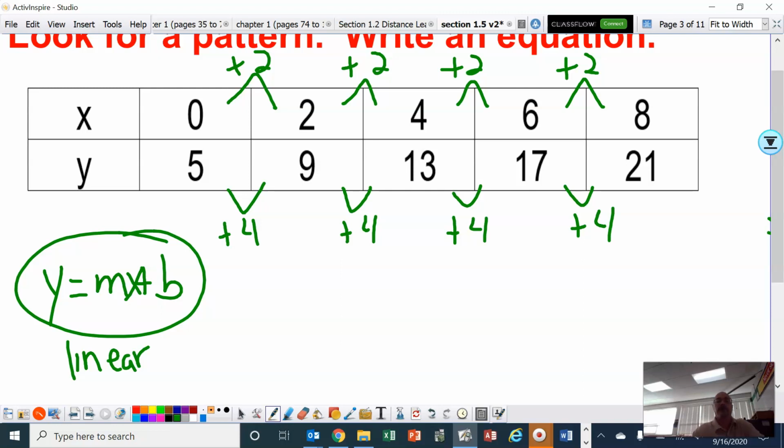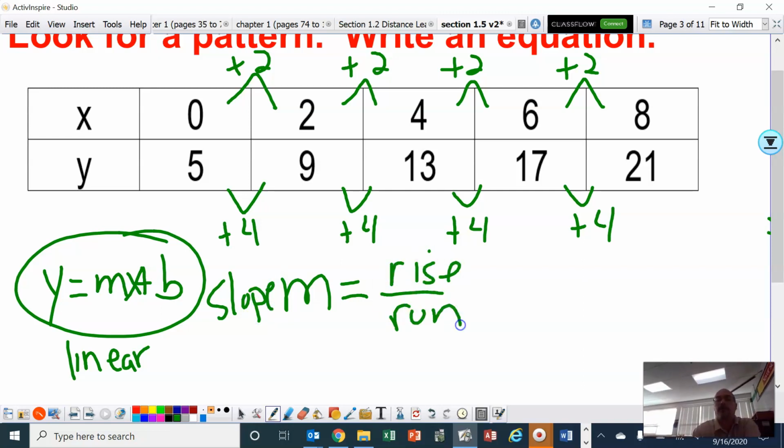That's very important. Now, the slope, if you remember, is rise over run. And if you remember also that the rise is what's happening in the y values, and the run is what's happening in the x values. So if I look, the pattern for the y values is 4. So the rise is 4 and the run is 2. And that gives me 2.